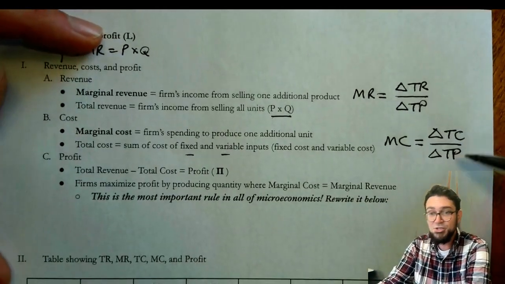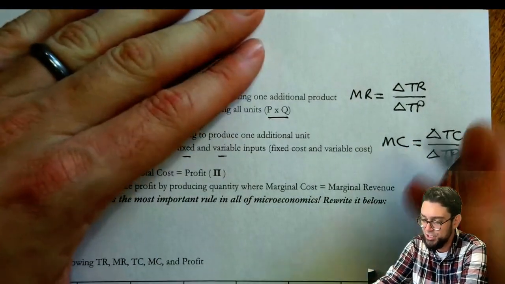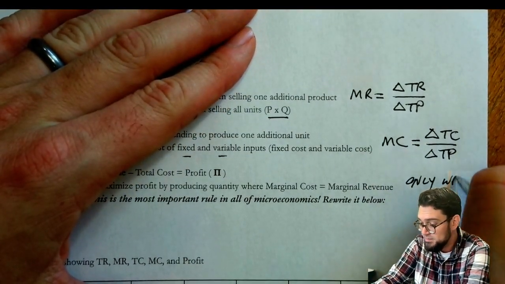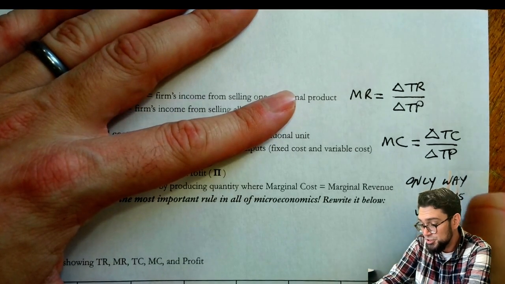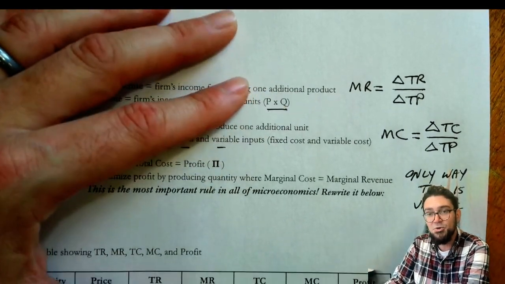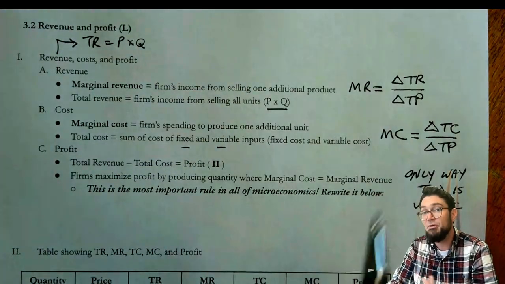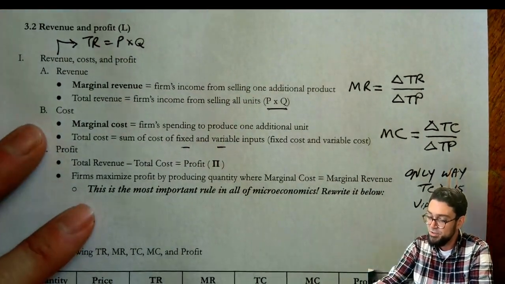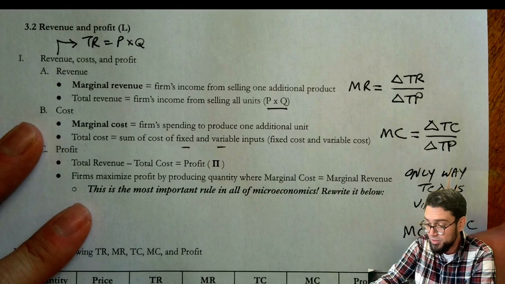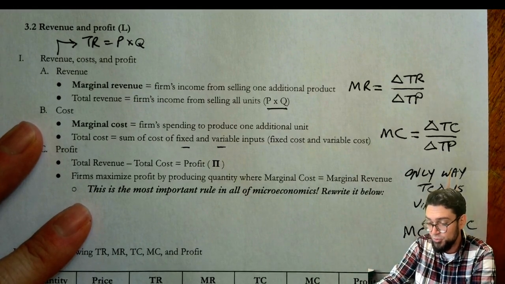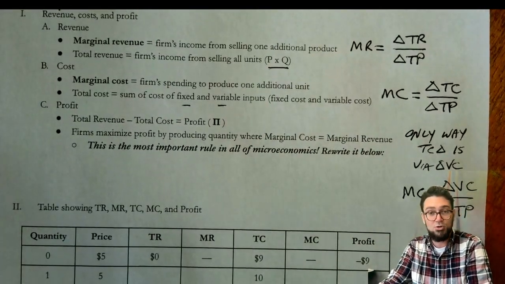Now, one additional fun fact about this: the only way that total cost ever changes, the only way TC changes, is via changing variable cost. And so actually, if you only know the variable cost change, you can still figure out marginal cost. So this would also be MC is equal to the change in variable cost over the change in total product. So it's another way that you can shortcut your way to figuring out what that marginal cost is.